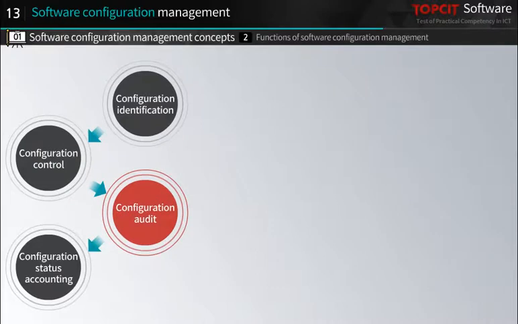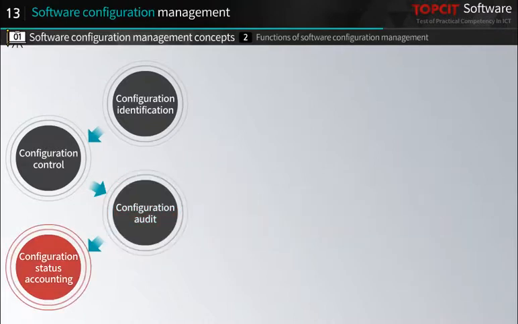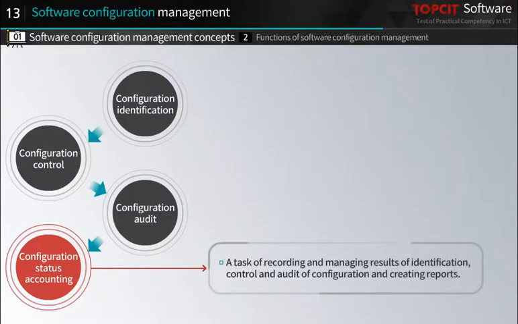Configuration audit activities are activities that are formally approved through verification, validation, and inspection to assess the integrity of the baseline. Finally, there is configuration status accounting. It is the task of recording and managing the results of the identification, control, and audit of the configuration and creating reports.